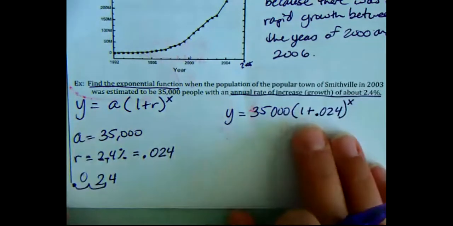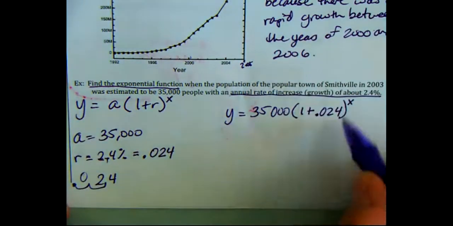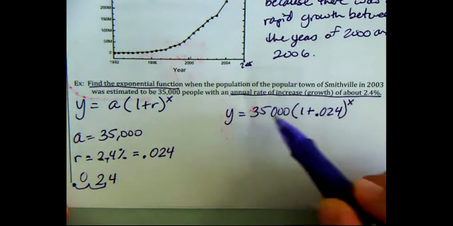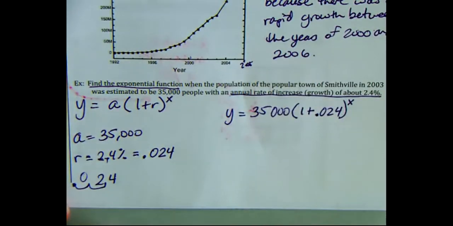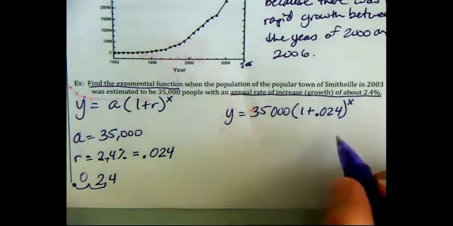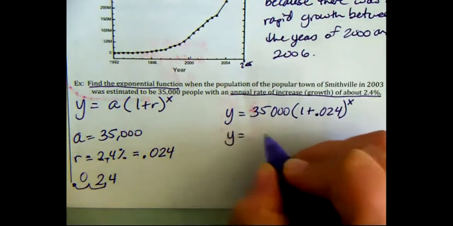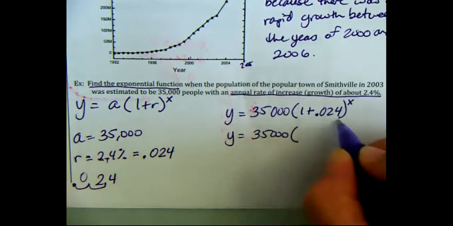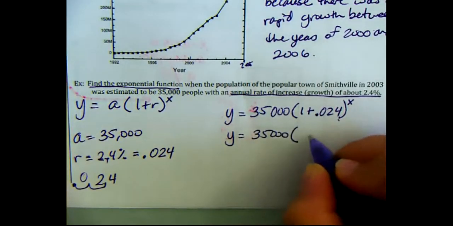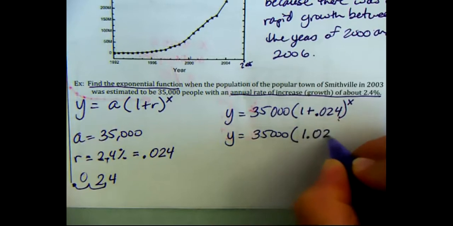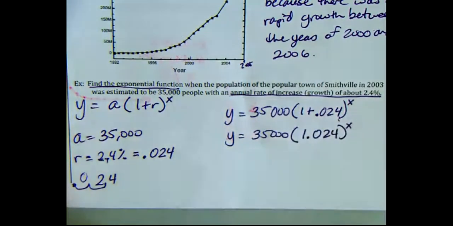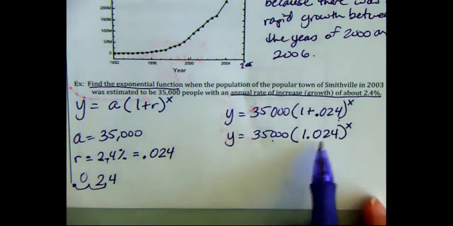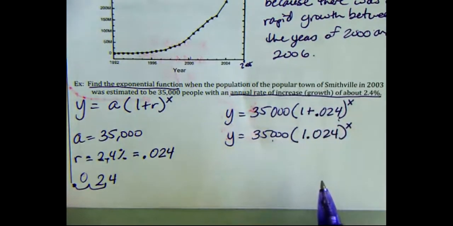The 0.024 acknowledges the growth that's happening from the initial 35,000. So when I simplify this, I'm just going to get y is equal to 35,000, and then I'm going to combine 1 plus 0.024, so that's going to be 1.024 to the x. And so now this looks like my a times b to the x power, right?